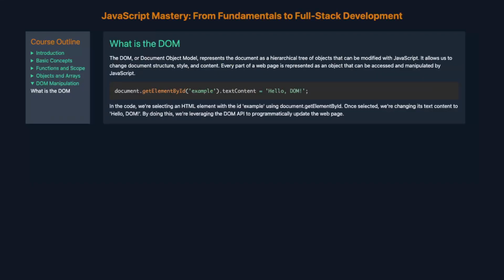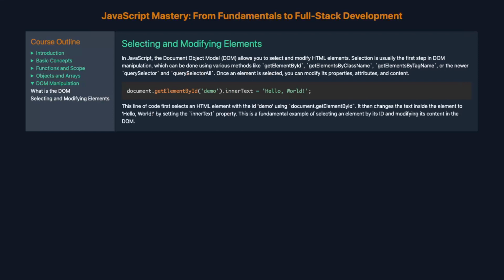What is the DOM? The DOM, or Document Object Model, represents the document as a hierarchical tree of objects that can be modified with JavaScript. It allows us to change document structure, style, and content. Every part of a web page is represented as an object that can be accessed and manipulated by JavaScript. In the code, we're selecting an HTML element with the ID example using document.getElementById. Once selected, we're changing its text content to Hello DOM. By doing this, we're leveraging the DOM API to programmatically update the web page.